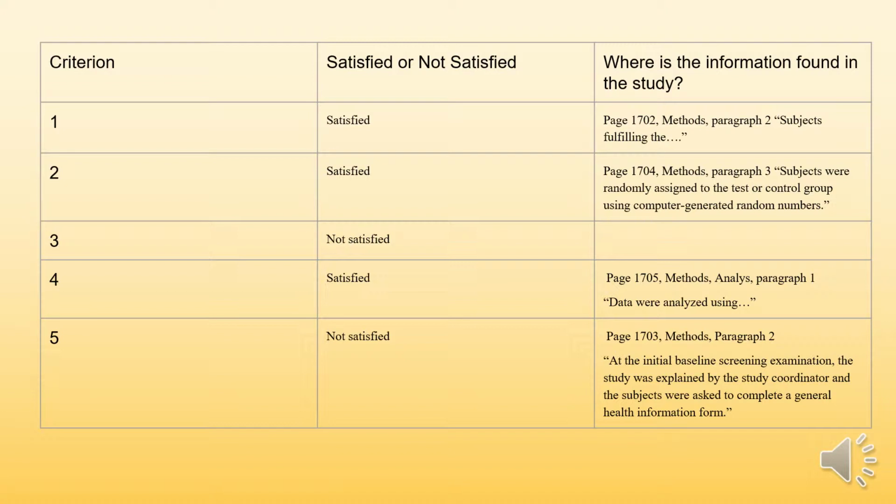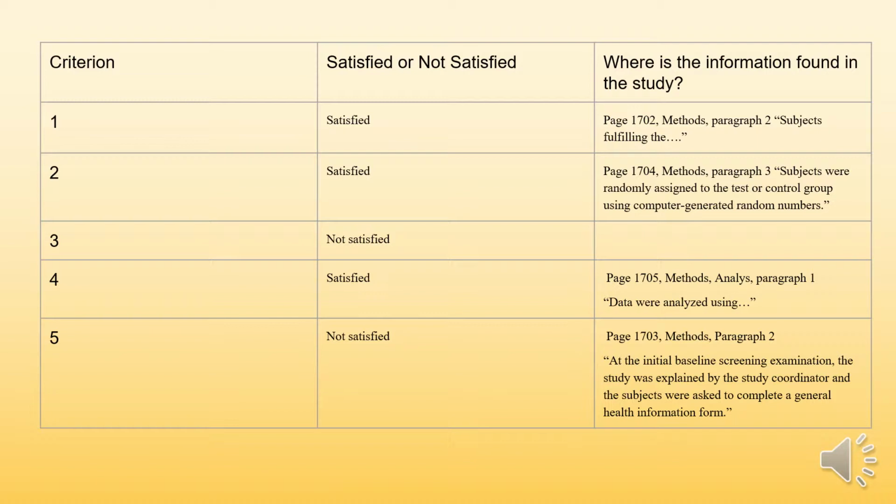The second criteria is random allocation, which is satisfied. As in page 1704, methods, paragraph 3 has discussed subjects were randomly assigned to their test or control group using computer-generated random numbers.